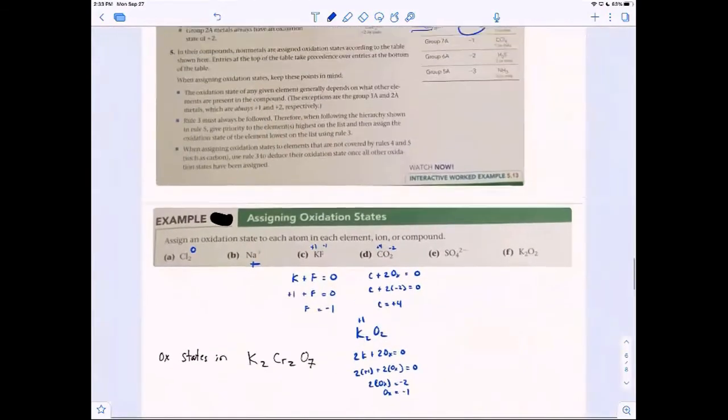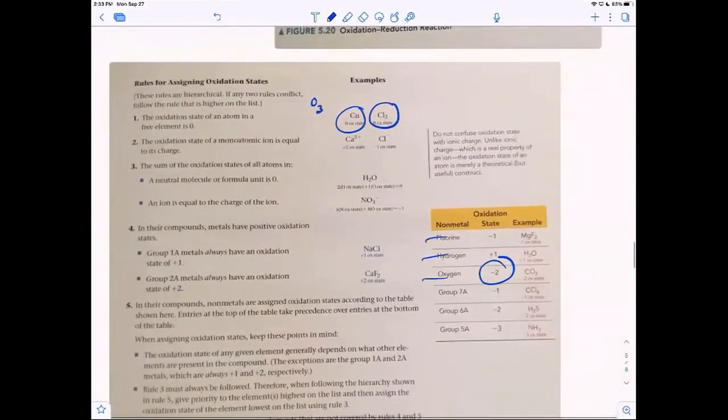But remember, the rules are hierarchical, meaning that rule number 4 is more important than rule number 5. So oxygen is not always going to be -2. Oxygen can be -1. And we even give it a special name. We call it peroxide. So hydrogen peroxide, oxygen is -1. Benzoyl peroxide, the acne medication, -1 oxygen.